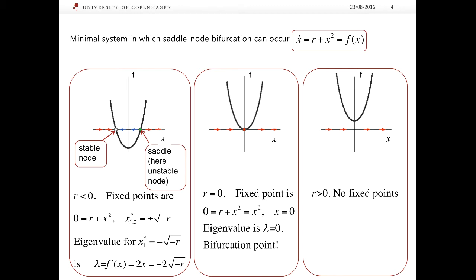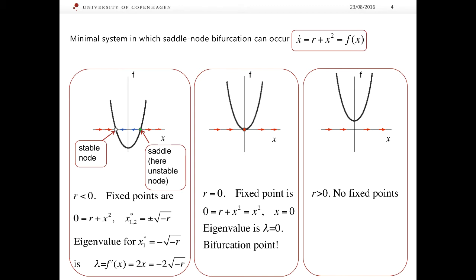Why saddle node? Let's see. It's because at negative r, the system had two fixed points. The one at the left was stable, but the one at the right was unstable, or saddle. A saddle would apply to higher dimensional systems.